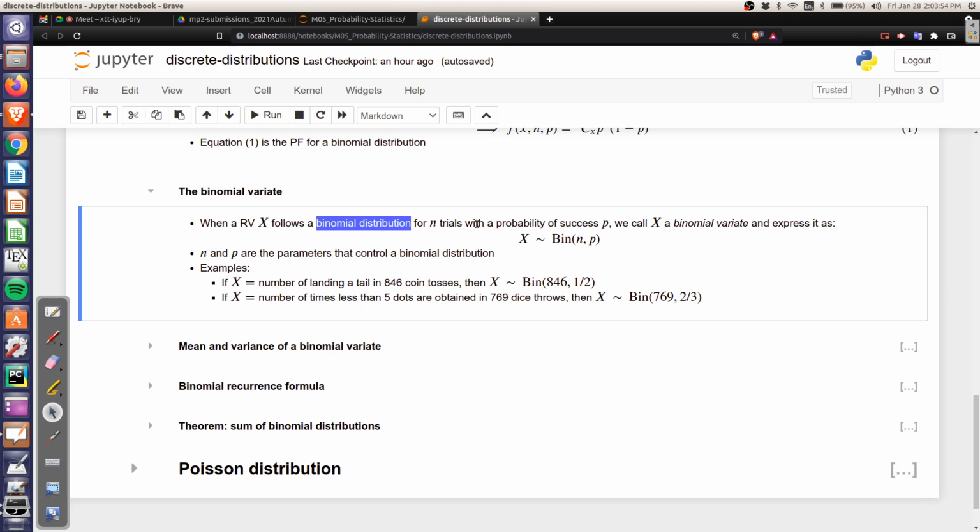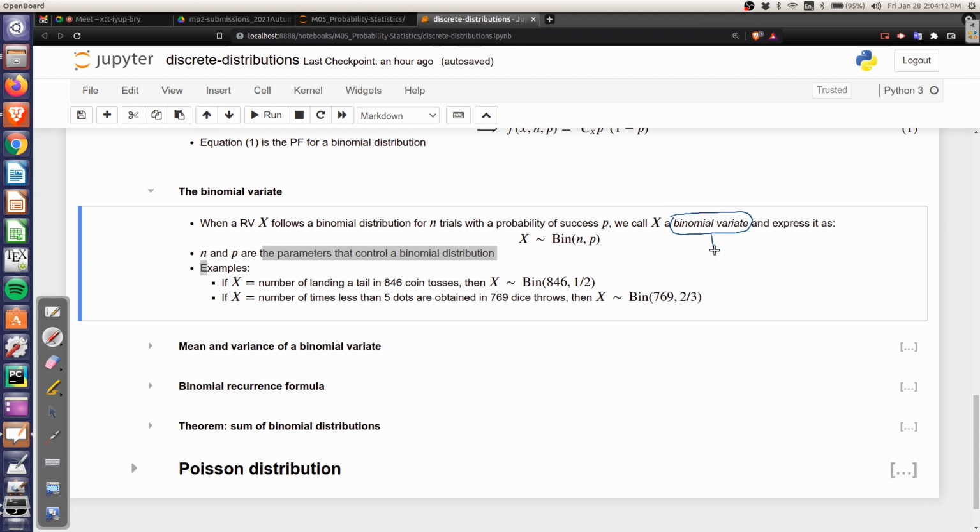Then in that case, this random variable is given a special name: we call it a binomial variate. So the moment I say binomial variate, what does it mean? What is the meaning of this phrase? Binomial variate means a random variable with a binomial distribution. A random variable which has a binomial distribution is what is called a binomial variate.